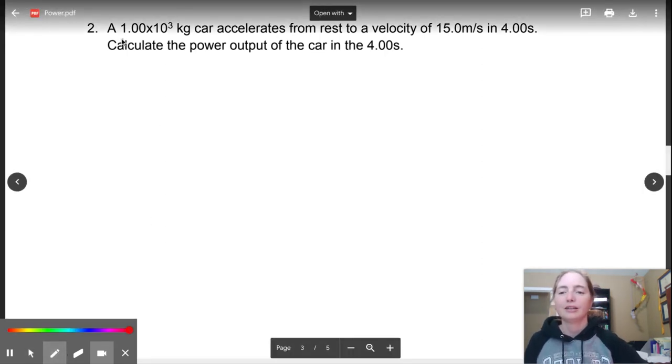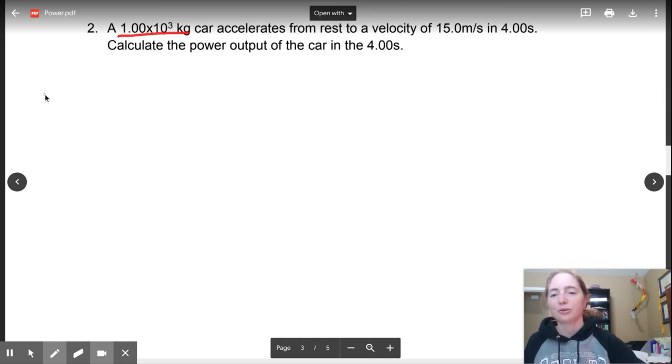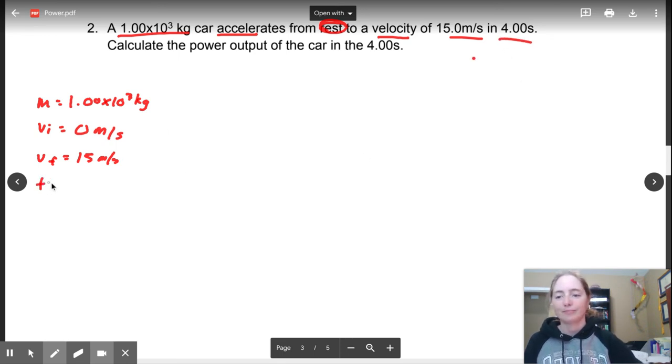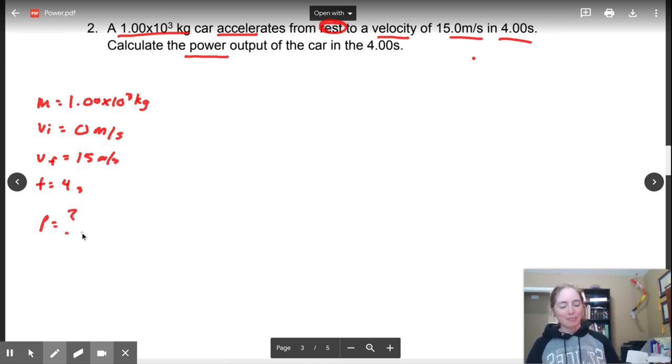So, we have a 1.00 times 10 to the power of 3 kilogram car. We have the mass. Okay. Accelerates from rest. Okay, so if it's accelerating from rest, that means our VI is going to be 0 meters per second to a velocity of 15 meters per second. So our VF is going to be 15 meters per second in 4 seconds. Okay, calculate the power output of the car in 4 seconds. So we're trying to calculate power.